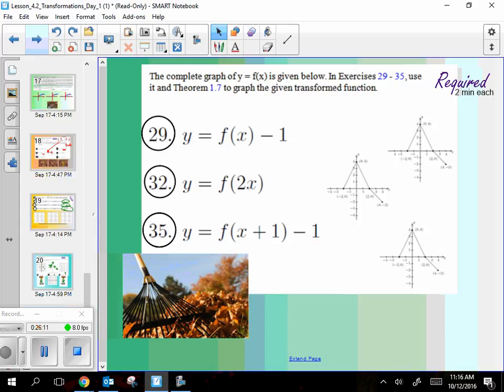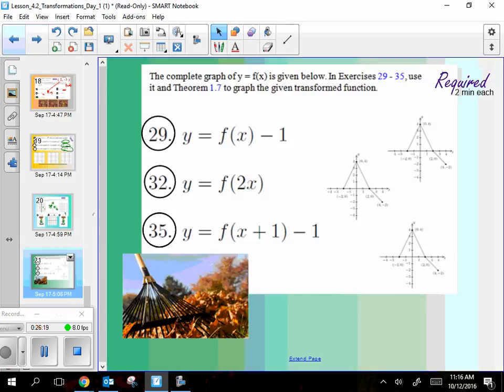And this is the same exact thing, except it doesn't give you places to graph them. So I'm not going to assign them. Instead, I'm going to ask you to do the other thing. I want you to translate 2 points for each.